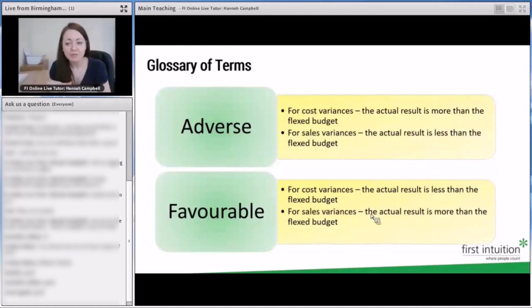Similarly with favourable, for cost variance, if you spent less than what you should have done, that's going to increase your profit, good news. For your sales variances, if you've sold more units or you've got people to pay a higher price and you've got more revenue, that is good news for your profit because you've got more money coming in. So it's a nice little summary there to remember what we mean by adverse or favourable, but always think about the effect on your profits.